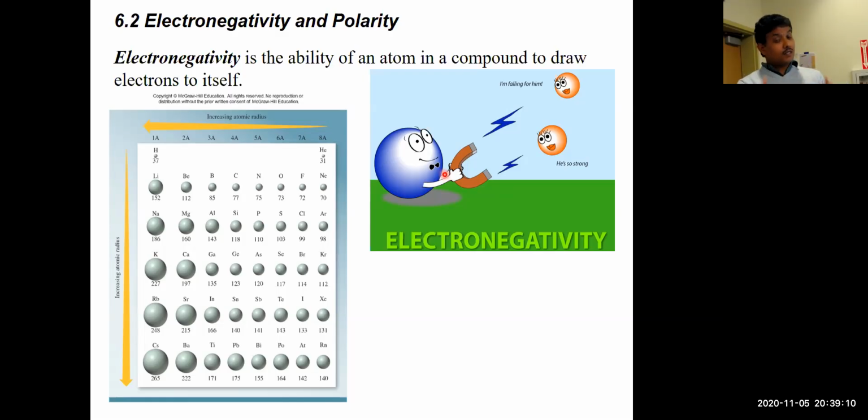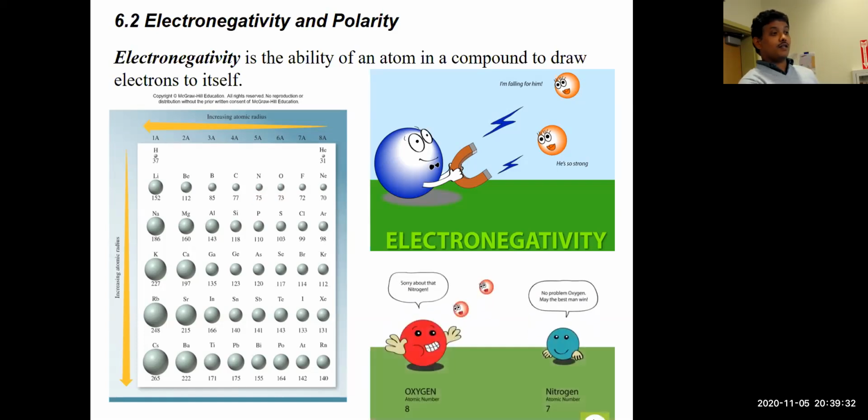And different elements are not created equally. So oxygen and fluorine, if you compare, because oxygen is larger and fluorine is smaller, fluorine has higher electronegativity. Okay, let's look at another set. Nitrogen and oxygen. Because oxygen is smaller than nitrogen, oxygen will have higher electronegativity than nitrogen.